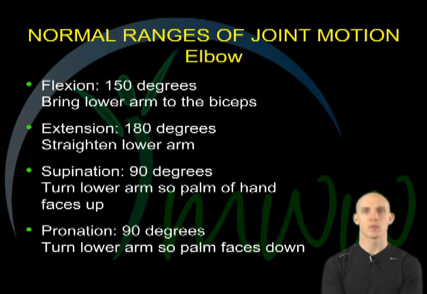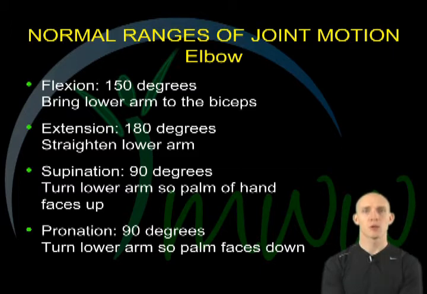Normal ranges of joint motion for the elbow. Flexion. Recommended movement is 150 degrees. Bend your elbow, bringing your hand close to your shoulder joint. Extension. Recommended movement is 180 degrees. Straighten your elbow, moving your hand further away from the shoulder joint.